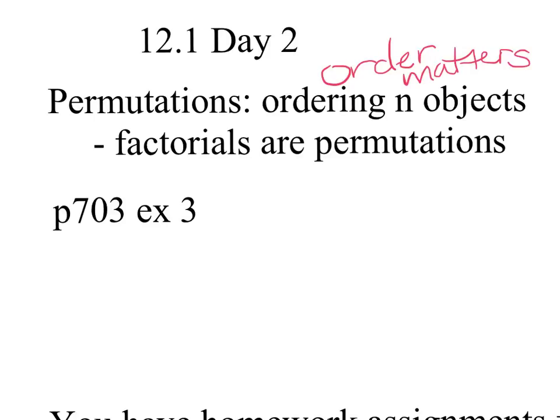So if you're asking yourself, does order matter here, and you say yes, then you definitely want to be doing a permutation. Now yesterday, or in the last video, we talked about factorials. So factorials, remember n factorial or 5 factorial means 5 times 4 times 3 times 2 times 1. Those are also permutations. Order matters there. And what's happening is you have some objects and you're going to use them all up.